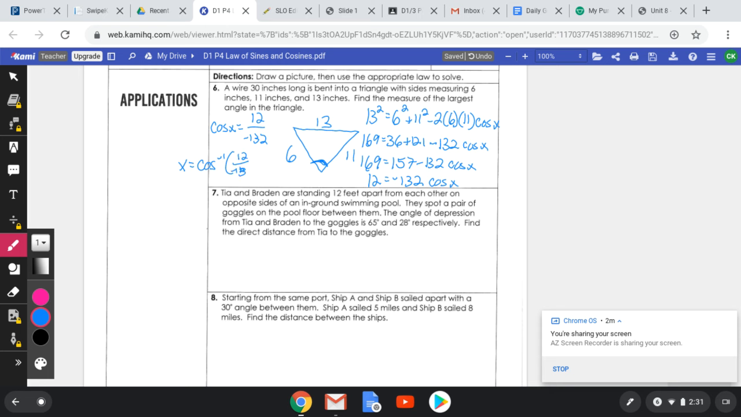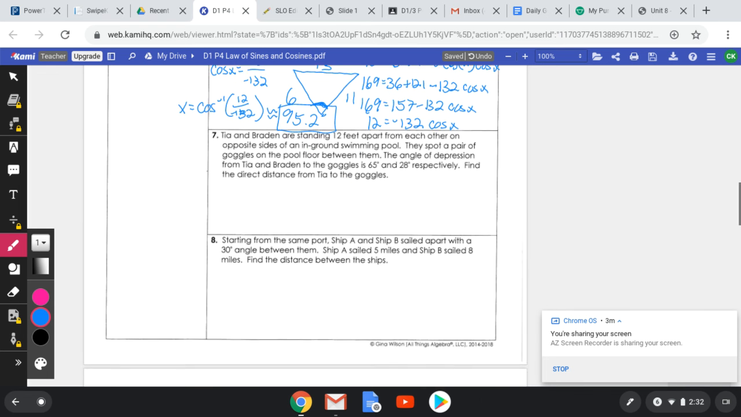Let me just do it in a calculator here. Inverse cosine of 12 divided by negative 132 is roughly 95.2 degrees. All right. So the hardest thing here is to make sure that you're labeling your pictures correctly so that you have everything in the right place and you're able to use the right law.